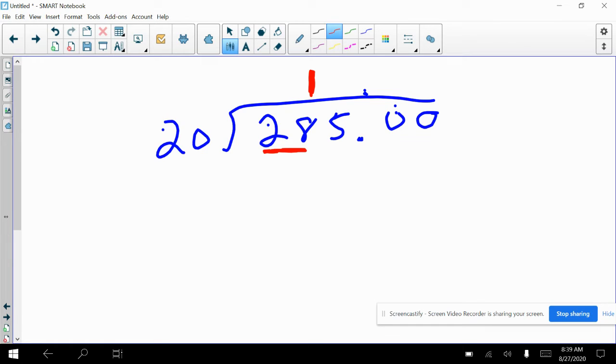So now we multiply. 1 times 0 is 0, right? I'm taking 1 times 0, and that goes under 8. 1 times 2 is 2. What do we do to those two numbers? Subtract, right? Division, if you haven't figured this out yet, division is just a combination of multiplication and subtraction.